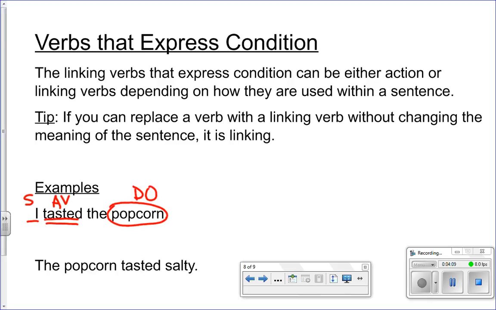In the second sentence, we have the subject, popcorn. Our verb is tasted. Now the question is, can popcorn taste anything? It can't, which would say then that that's not an action verb. The tip is, if you can replace tasted with a linking verb, it's actually a linking verb. You could say the popcorn was salty. That doesn't change the meaning of the sentence, which means this is a linking verb then.